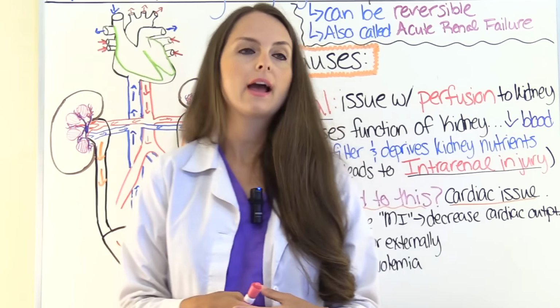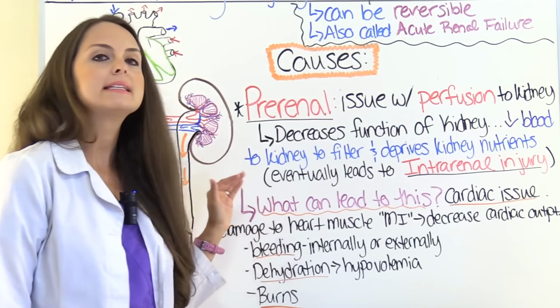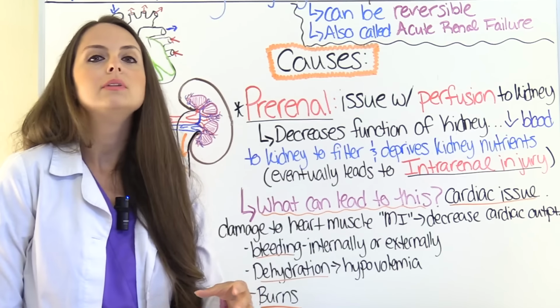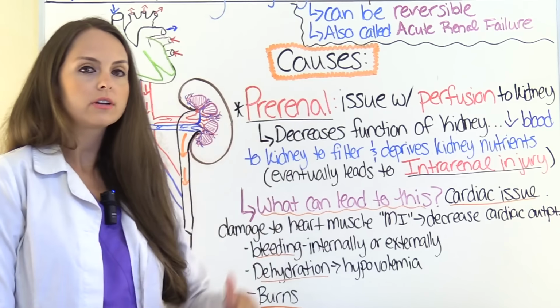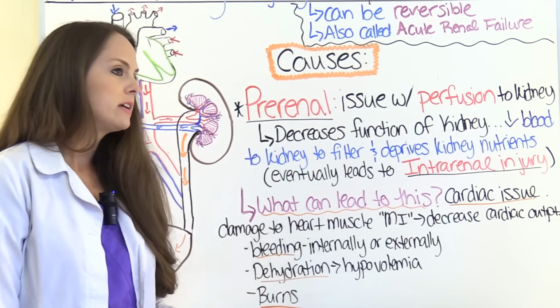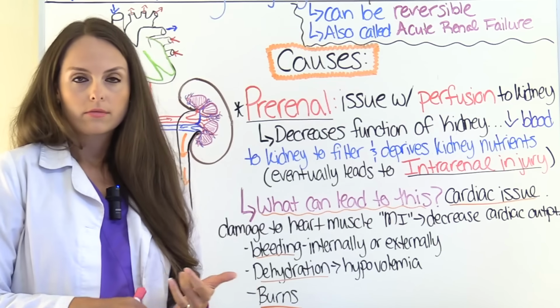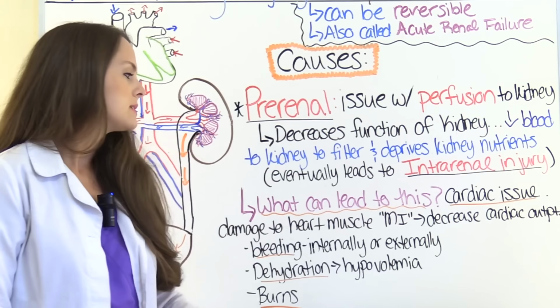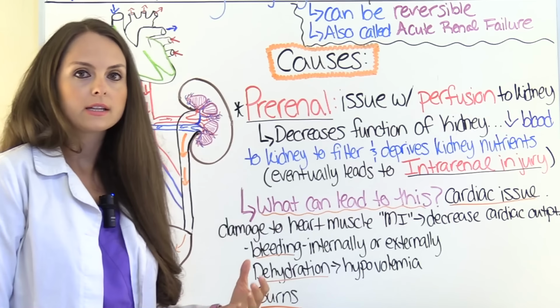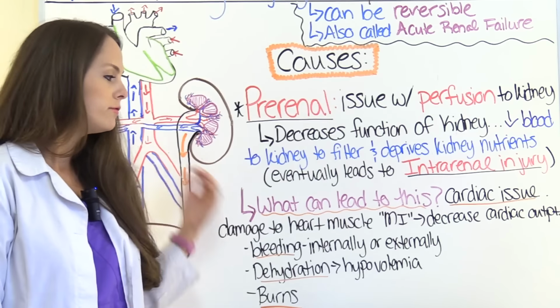You get decreased cardiac output. Another thing is bleeding. If you get massive internal or external bleeding, there will be decreased blood volume going to that kidney, not perfusing it. Dehydration with excessive diarrhea, vomiting, the patient becomes hypovolemic. And another thing are burns, which again is depleting the system of fluids.